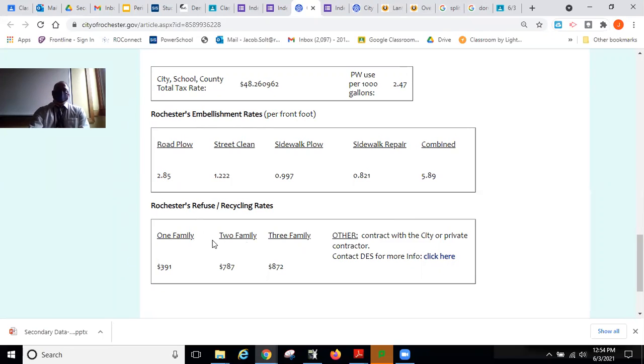All right. So she's got a one-family house. She's in a one-family house. She's the only person living there. So it's a flat rate of $391. That's how much she's going to pay for garbage and recycling. Just to have the garbage and recycling people come by, it's $391 per year.